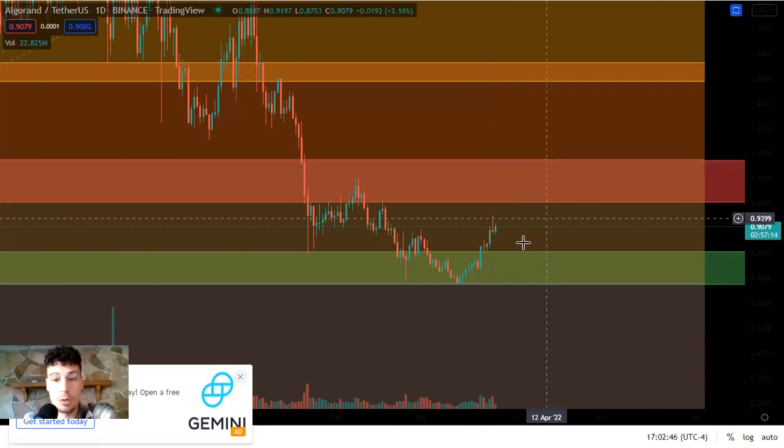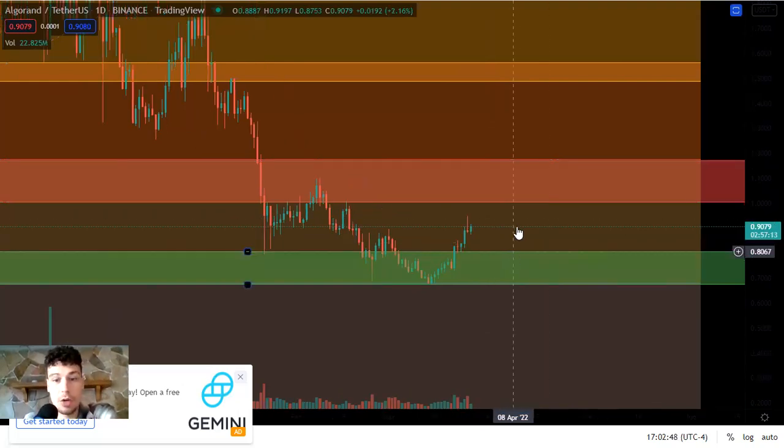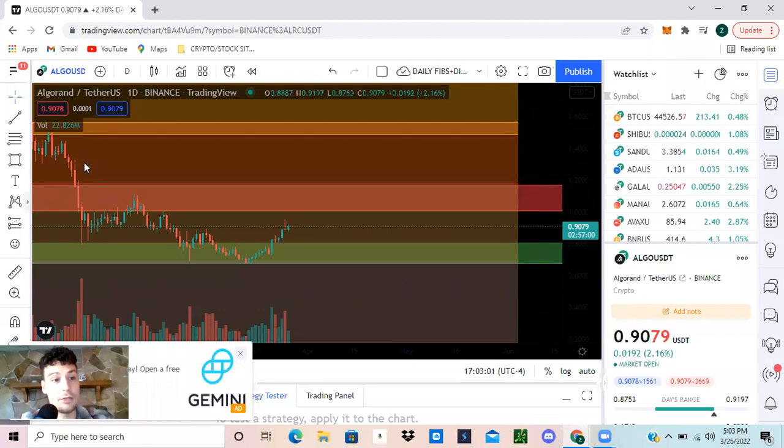So there's some nice things going on. I do think that if we pull back down into demand and get a nice bounce at the top of demand, that's going to give us a nice bullish candlestick pattern. And I'm going to chart that up for you guys real quick. It's what's known as an inverse head and shoulders.